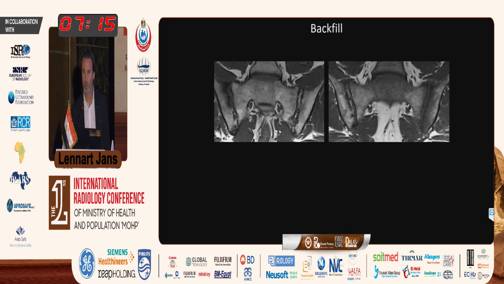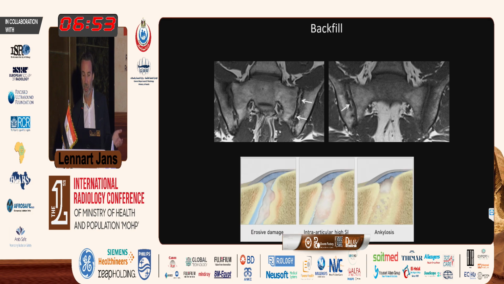So basically, when you look at these images, T1 weighted images, you can see that in the joint space itself, there is high signal intensity. And that shouldn't be there. Normally, we have a bit of cartilage and a bit of fluids, so we expect a low signal intensity. But now we see a high signal intensity.